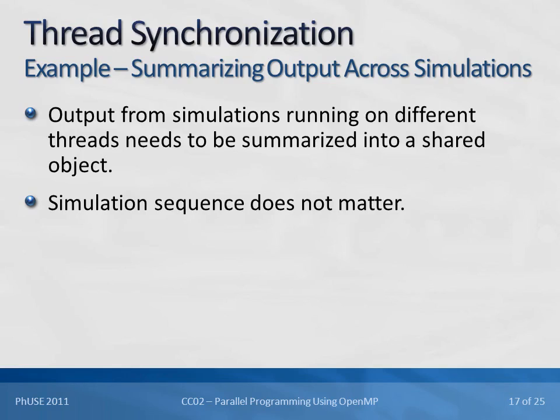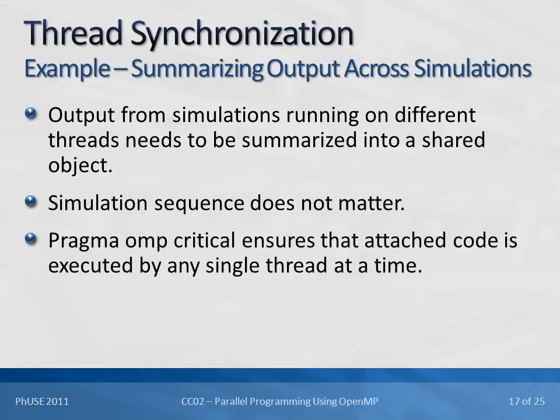So using this OMP critical pragma, you could ensure that the memory updation happens in a consistent manner. Whenever a thread reaches the critical block, if some other thread is already executing the code inside the block, it has to wait for that thread to finish. Only then does it get access to the code inside the critical block.